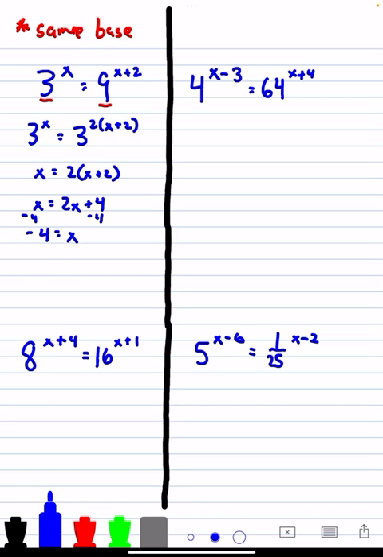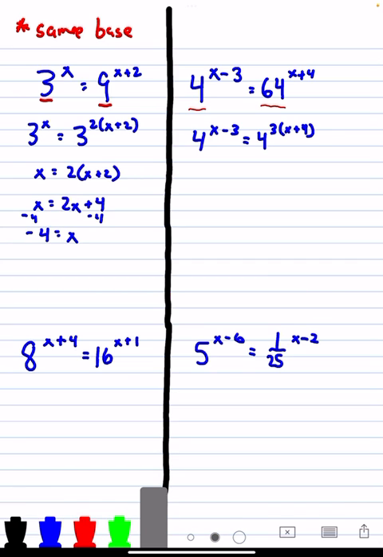Okay, now let's move over to the right. 4 to the x minus 3 is equal to 64 to the x plus 4. Once again, we have a 4 and a 64, and can we write these with the same base? Yes, we can. We're going to say 4 to the x minus 3, and 64 could be written as 4 cubed to the x plus 4.